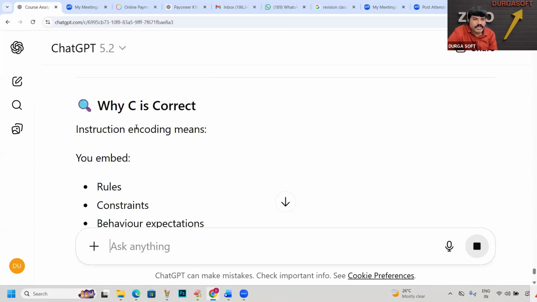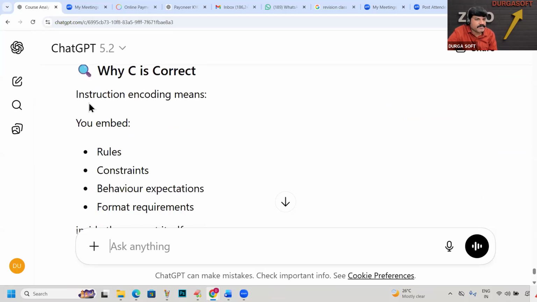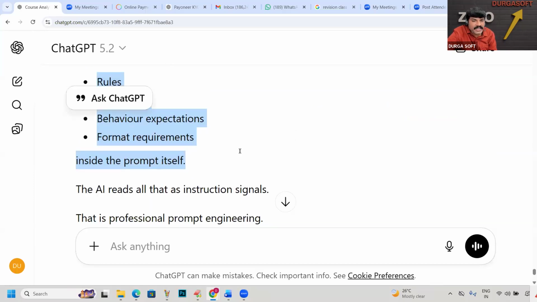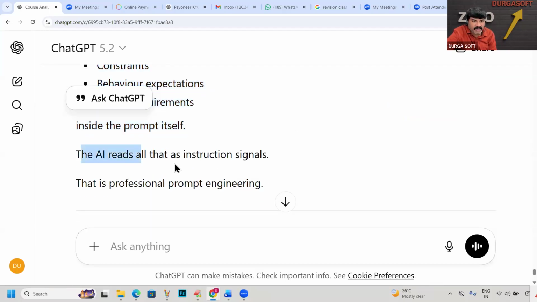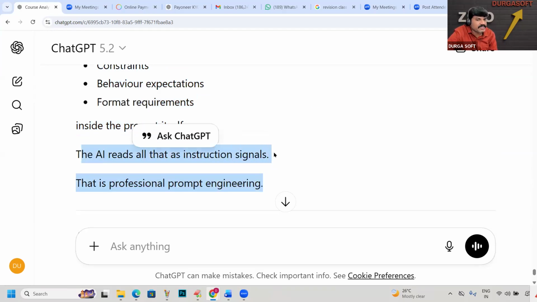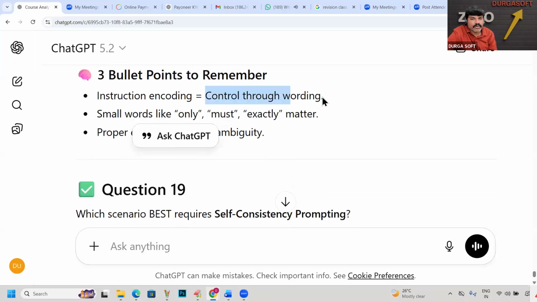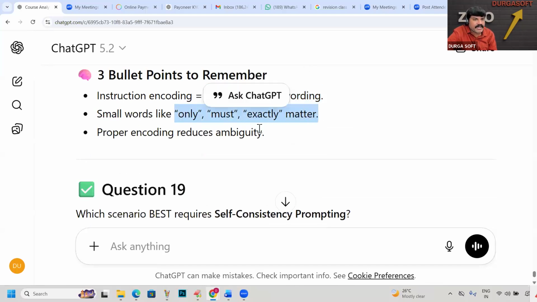Correct. Just observe: instruction encoding means you embed rules, constraints, behavior expectations, and format requirements inside the prompt itself. AI reads all of that as instruction signals. This is professional prompt engineering. Instruction encoding is control through wording. Small words like only, must, exactly matter. Proper encoding reduces ambiguity.